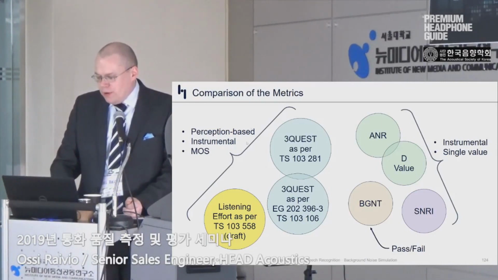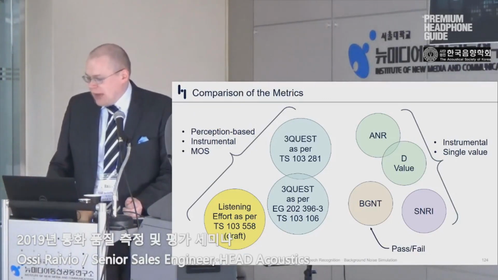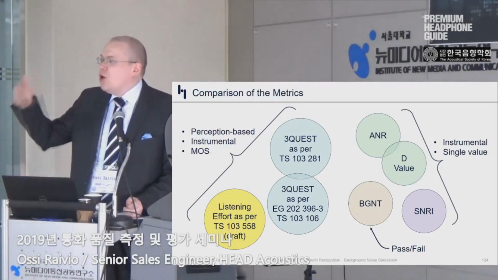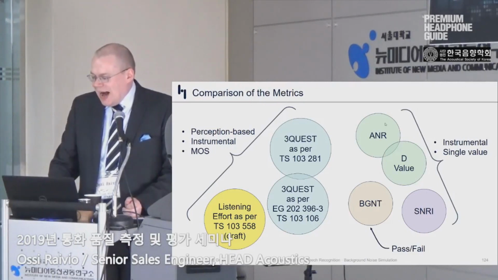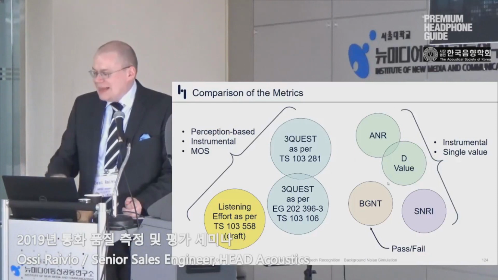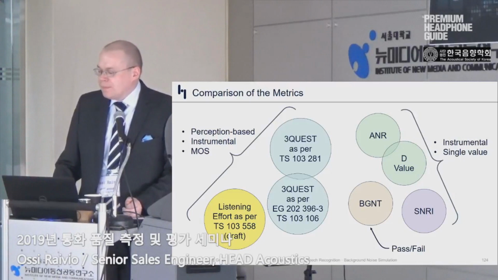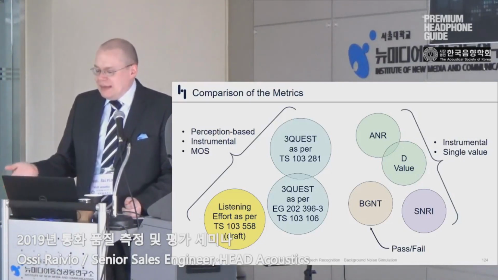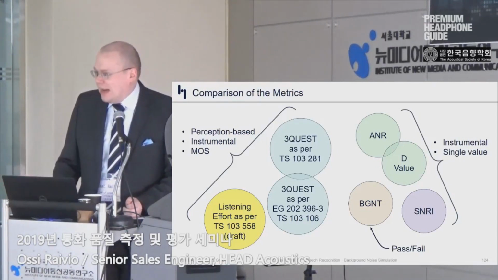But what is common for 3Quest and listening effort is that they are based on human perception, and they provide you an MOS score. So you get the mean opinion score out of them. Of course, the other ones here are also instrumental. You use equipment to do the test, but you don't get anything related to human perception. You get some kind of a technical value out of them.